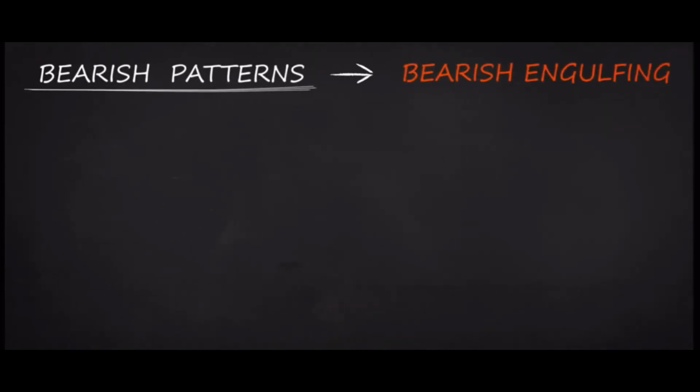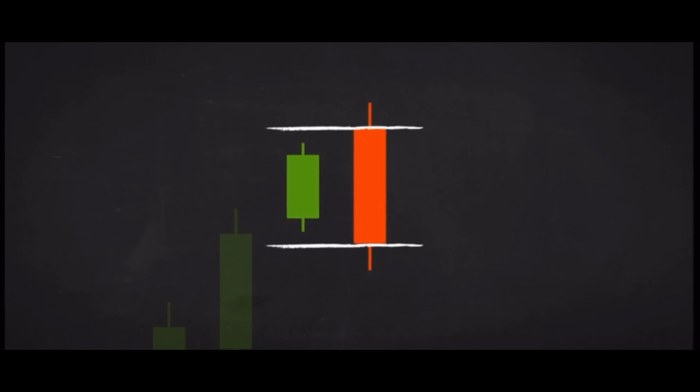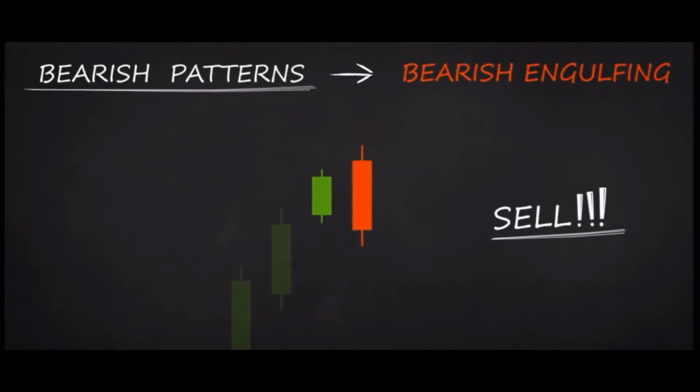Bearish engulfing. This pattern is the opposite of bullish engulfing. A green candle is completely engulfed by a following red candle. When you spot it, you can sell, as the sellers on the market have possibly managed to overpower the buyers and the price direction could reverse.